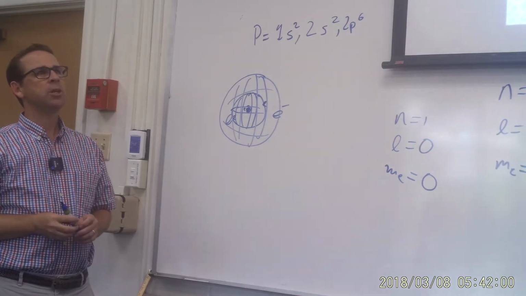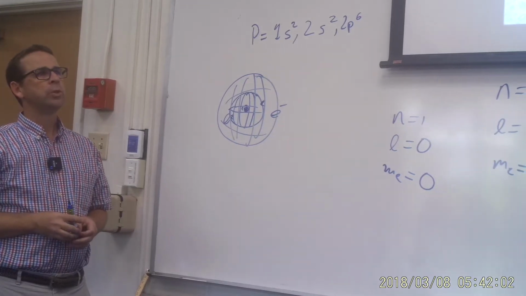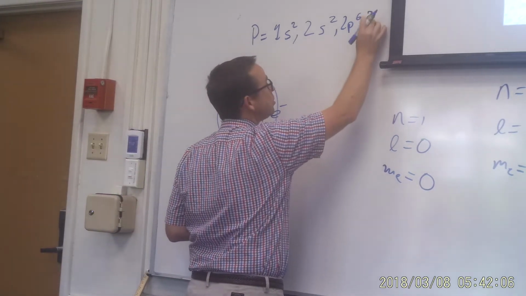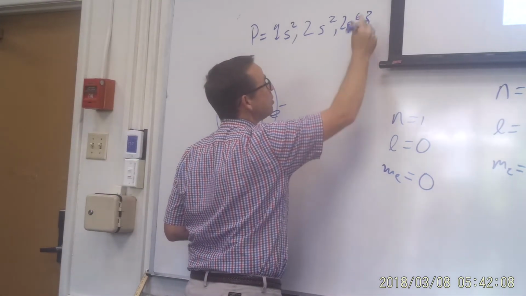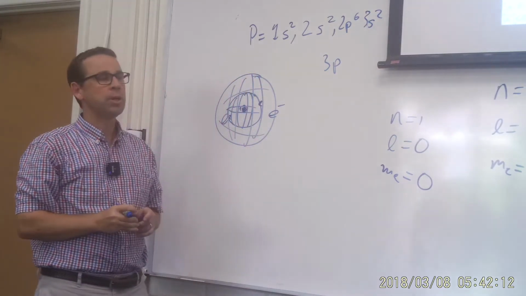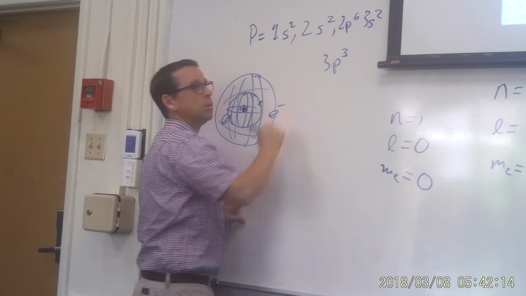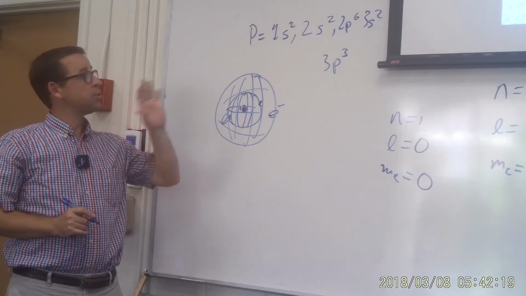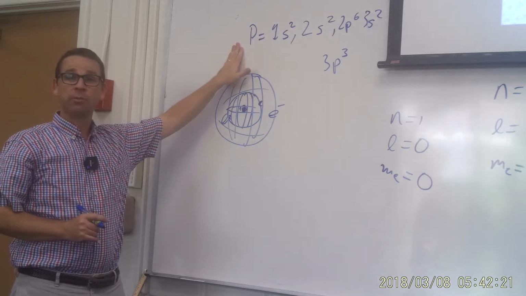So what's next after neon? 3s2, and then what? 3p3. Just going to phosphorus. 3p3. So that is the electron configuration for phosphorus.